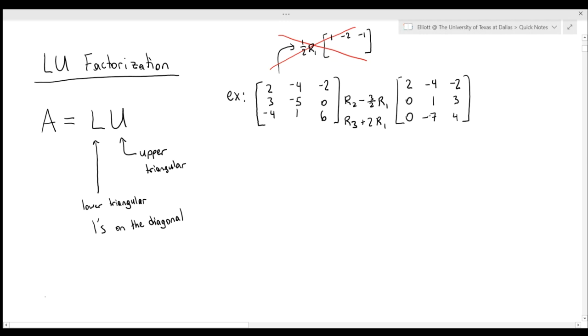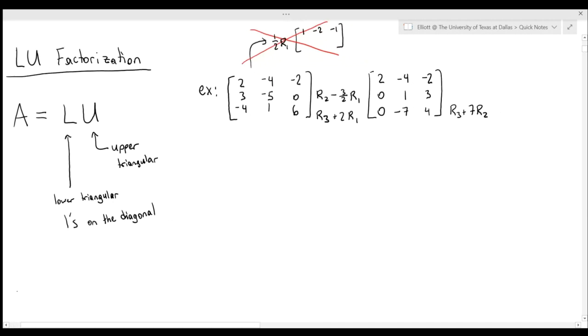And finally, I just need to make this -7 a 0. And so to do that, using this as our pivot, we'll do row 3 plus 7 of row 2. And that will leave us with, I will squeeze it in here. So 2, -4, -2, 0, 1, 3, 0, 0, and 4 plus 21 is 25.